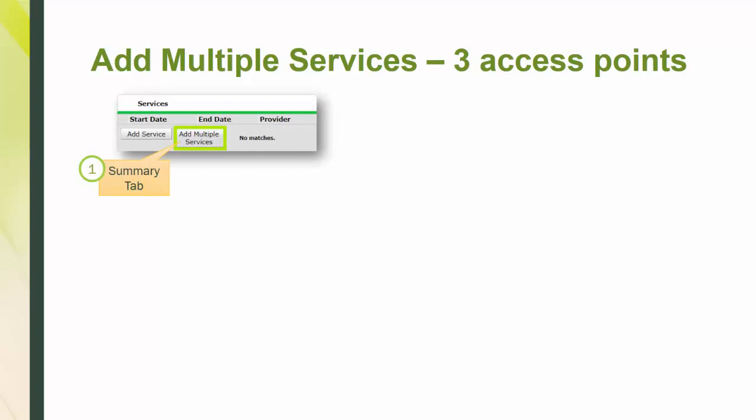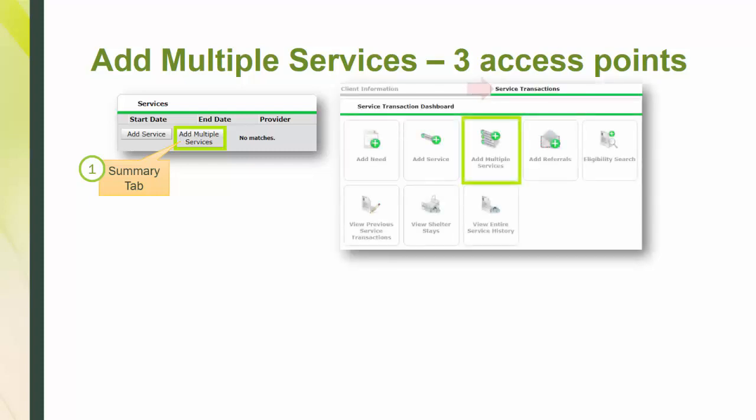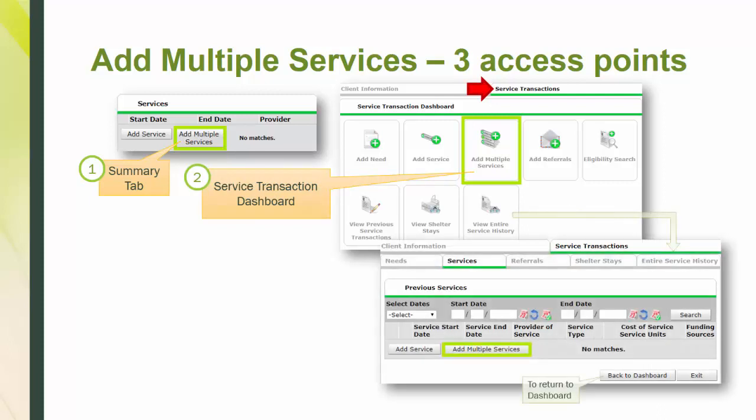In the head of household's record, there are potentially 3 access points to add multiple services. The first one, and the quickest to get to, is on your Summary tab. The other 2 locations are in the Service Transaction tab, where your first view is this dashboard. You may see a different number of items. Among them, you'll see a big button to add multiple services. Lastly, if you're already inside the Services module, which you can get to via View Entire Service History, head over to the Services tab, and you'll find the third Add Multiple Services button. Click any of these 3 and it will send you to the exact same place.